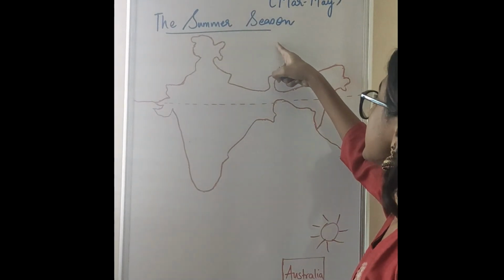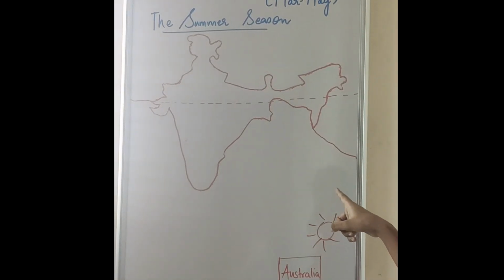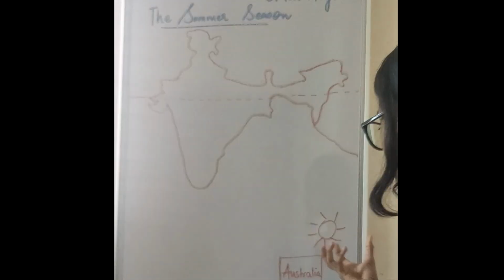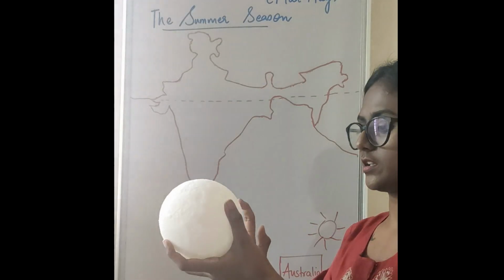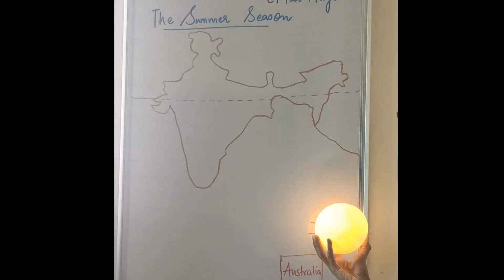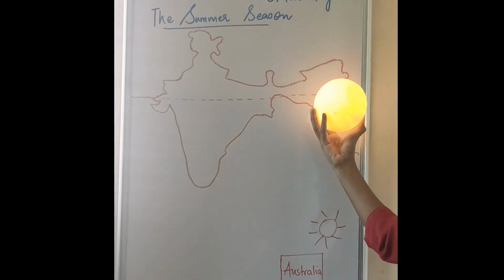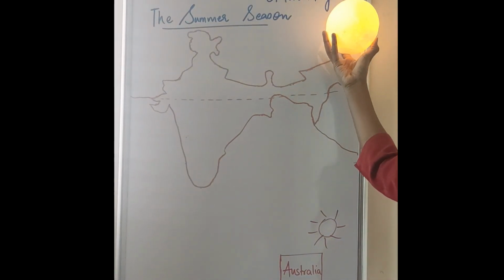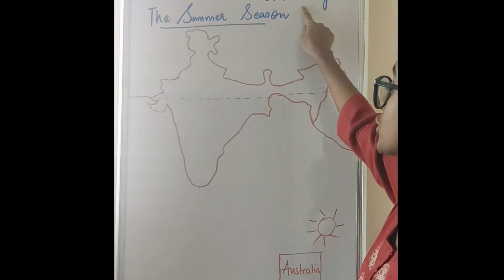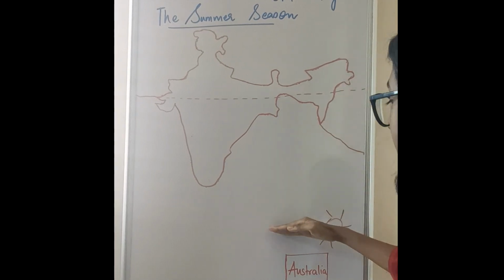Now let's talk about your summer season, which is from March to May. How do we characterize this season? What happens exactly is the sun, I found a prop for sun, starts moving slowly from the southern hemisphere to the northern hemisphere. This process takes roughly from March to May, the time to move from here to here. So what happens at that time?